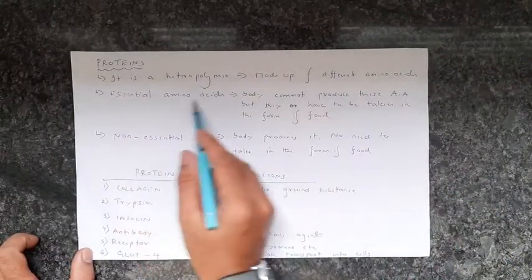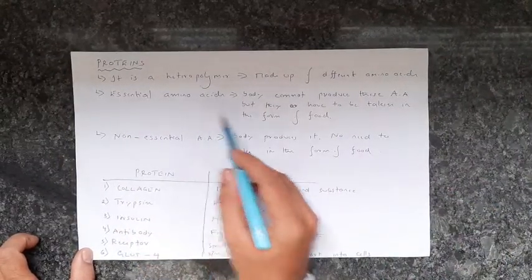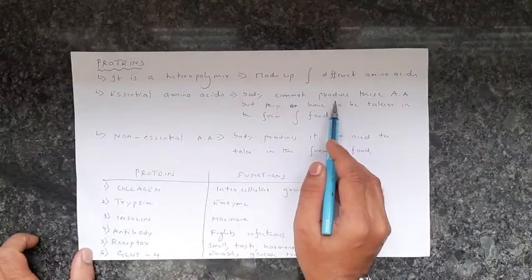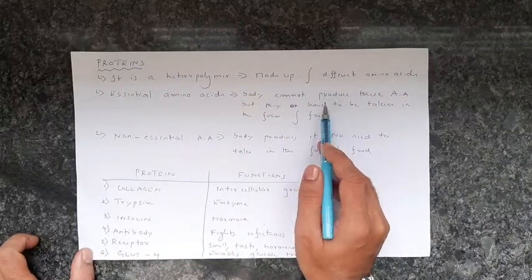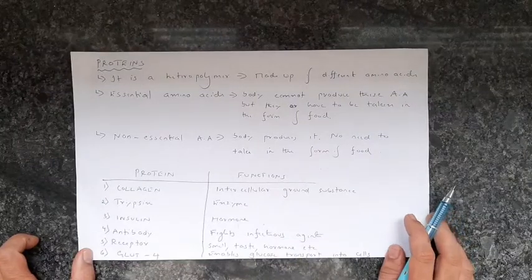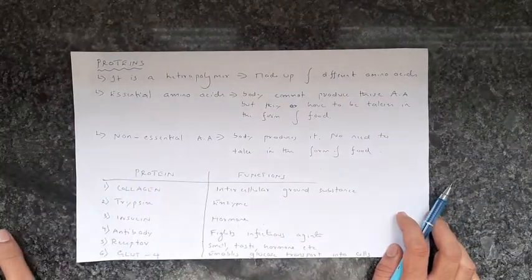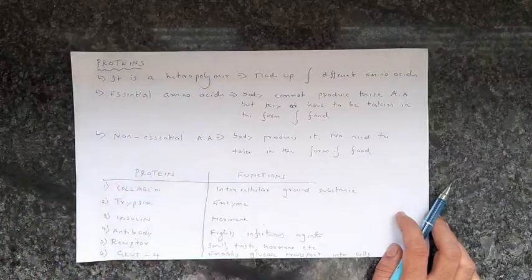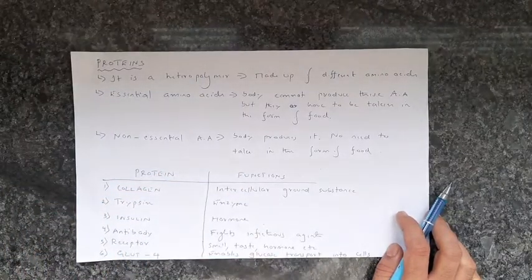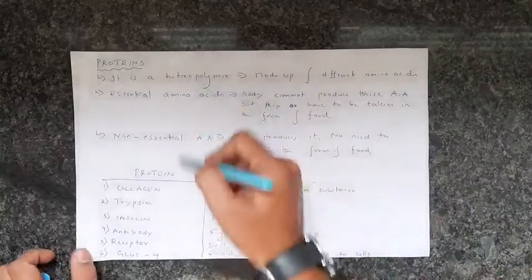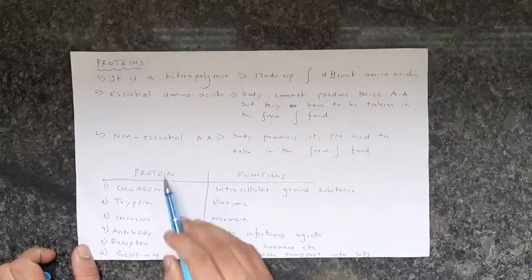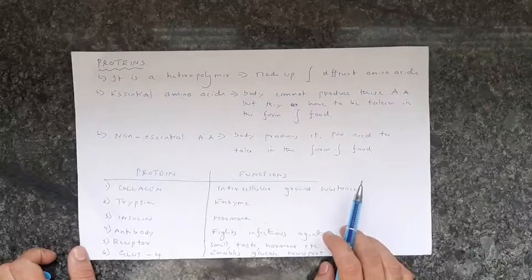Okay, essential amino acids. What is the meaning of essential? It means the body cannot produce these amino acids, but they are required for our physiological processes, compulsory. We need to take these amino acids in the form of food. Non-essential amino acids mean the body actually produces them, so there is no need to take them in the form of food. That's it. Okay, the body can produce it. Remember these two.